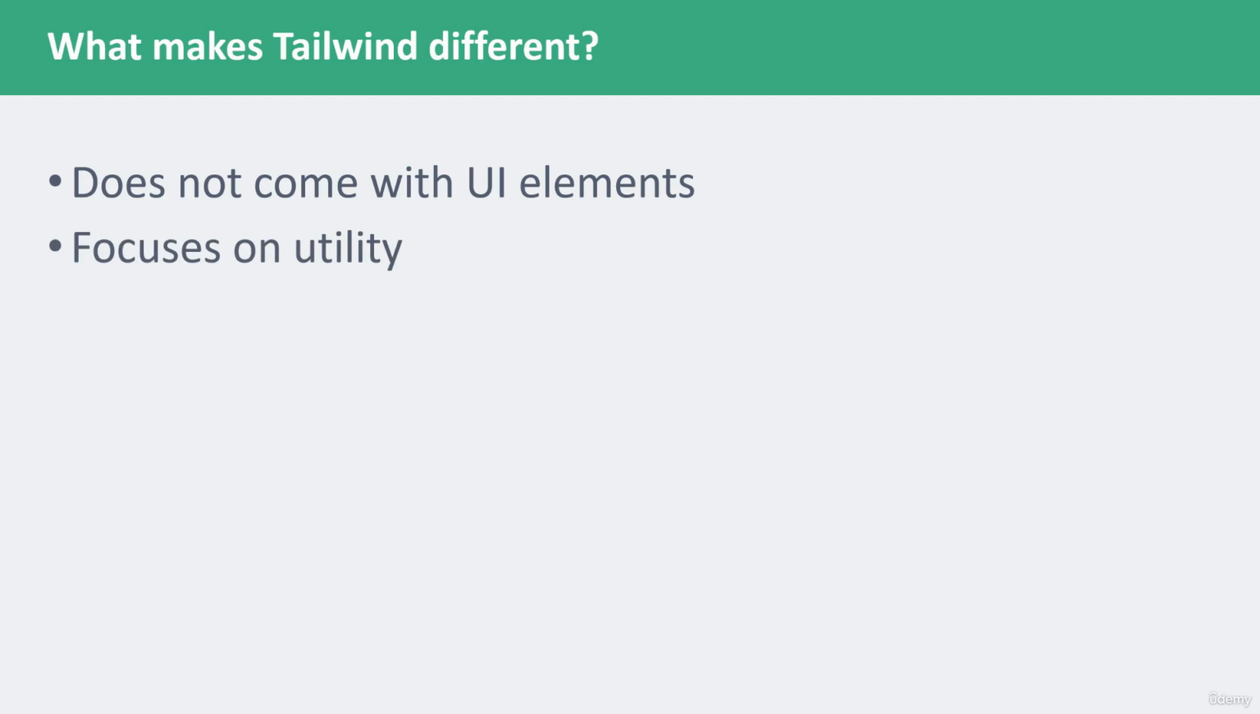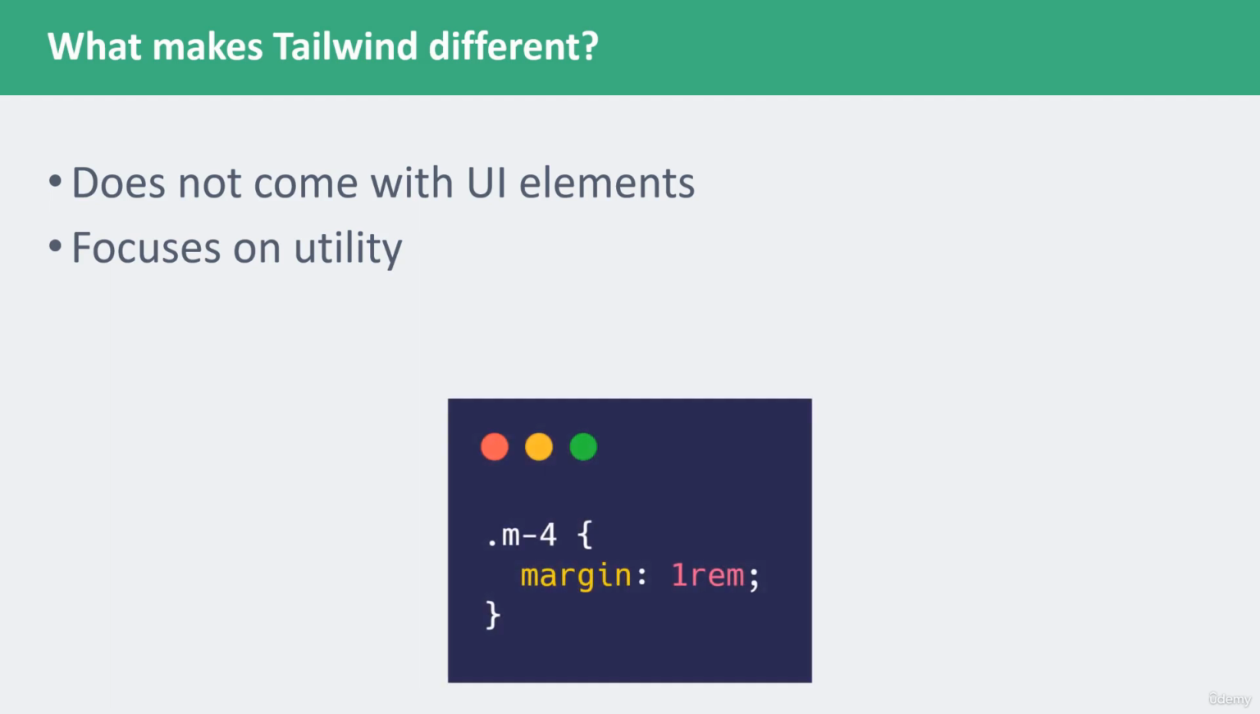What does that exactly mean? Tailwind will define hundreds of classes. Each class will modify one property. For example, there's a class called M4. The M4 class will set the margins of an element to 1 rem. There aren't any other properties under this class. On the other hand, a Bootstrap class can modify multiple properties of an element.